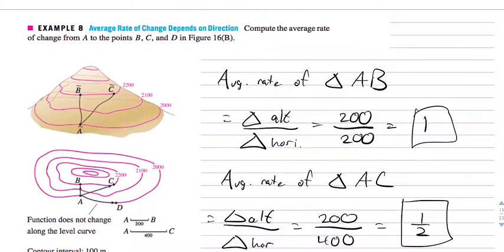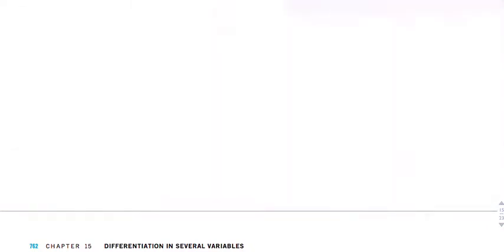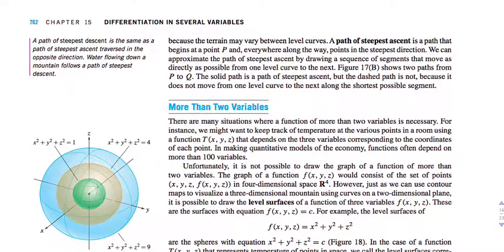Let's keep it going. So we did 8. Let's go back here. So because the terrain may vary between levels, a path of steepest ascent is a path that begins at a point P, and everywhere along the way, it points in the steepest direction. So we can approximate the path of steepest ascent by drawing a sequence of segments that move as directly as possible from one level curve to the next.